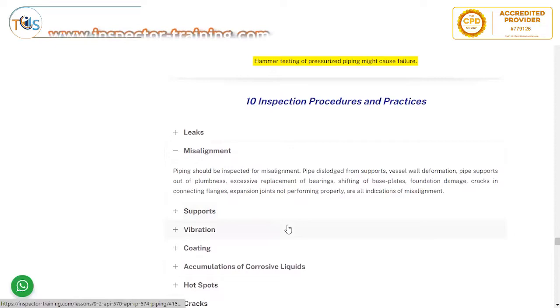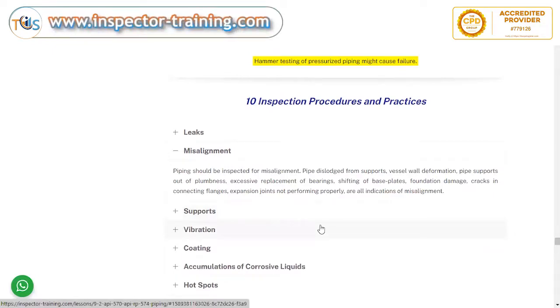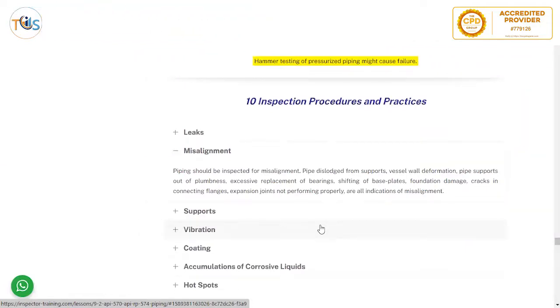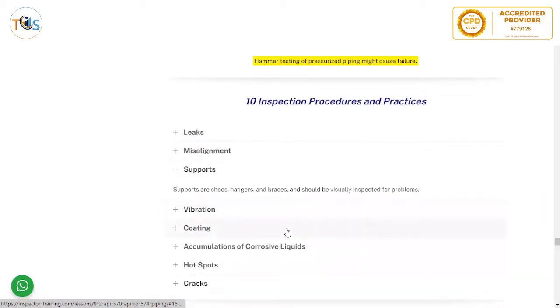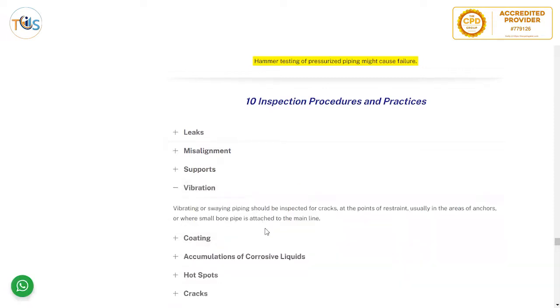Misalignment. Piping should be inspected for misalignment. Pipe dislodged from support, vessel bell deformation, pipe supports out of plumbness, excessive replacement of bearings, shifting of base plates, foundation damage, cracks in connecting flanges, and expansion joints not performing properly are all indications of misalignment. Supports are shoes, hangers and braces and should be visually inspected for any problem, like accumulated dirt and galvanic corrosion.